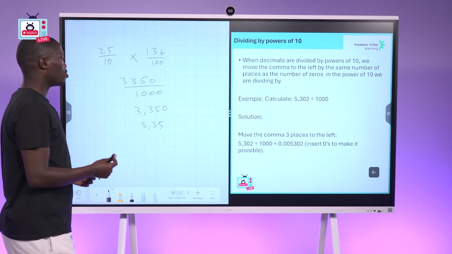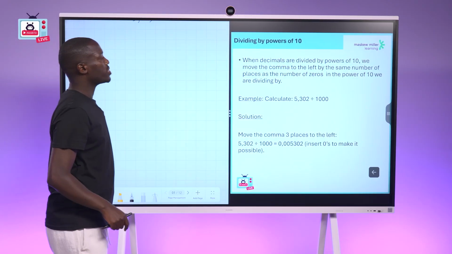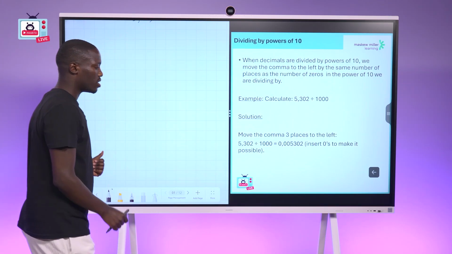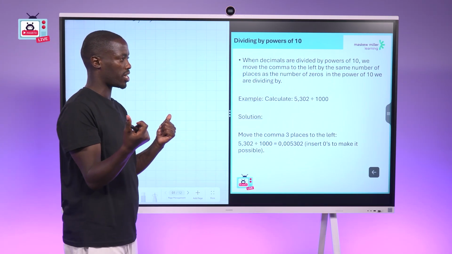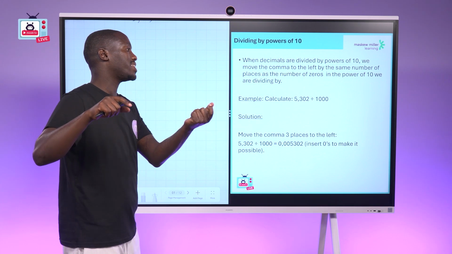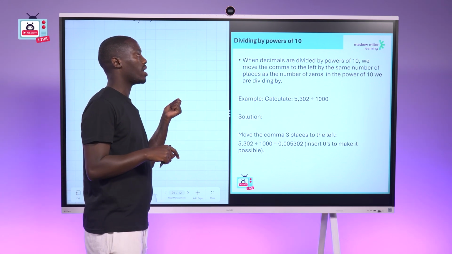Now, how do we do it when we deal with division? When decimals are divided by powers of 10, we move the comma to the left. Remember, when we were multiplying by the powers of 10, we were moving the comma to the right. But now when we are dividing by the powers of 10, we are moving the comma to the left.